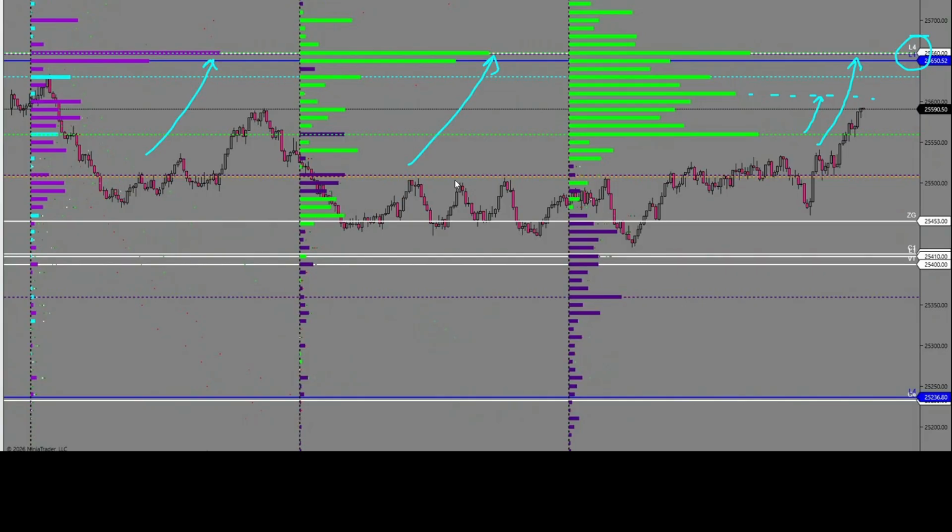Here another example, price goes up, price goes up. We get out at this level or this 0 DTE gamma level.